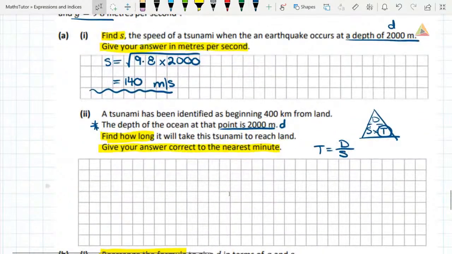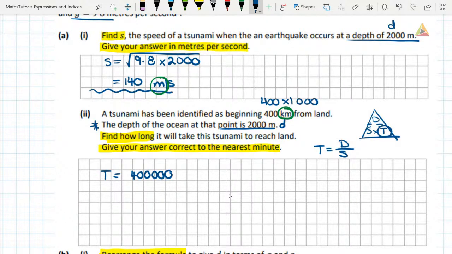I do have to change my units here. I said in the last one I didn't, but this says 400 kilometers and my units up here were meters per second. So these have to match each other. We're going to convert this by saying 400 kilometers, and we multiply that by 1,000 to convert it to meters. And now we're going to put that into our formula as distance.